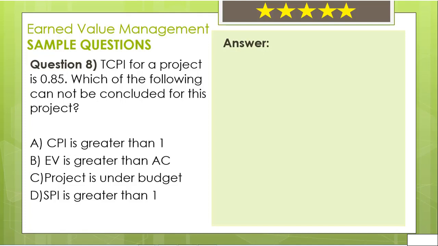SPI, Schedule Performance Index, is an indicator of how we are doing with our schedule, and it has nothing about the project cost. Therefore, we cannot comment on if SPI is greater than or less than 1. The correct answer is D.